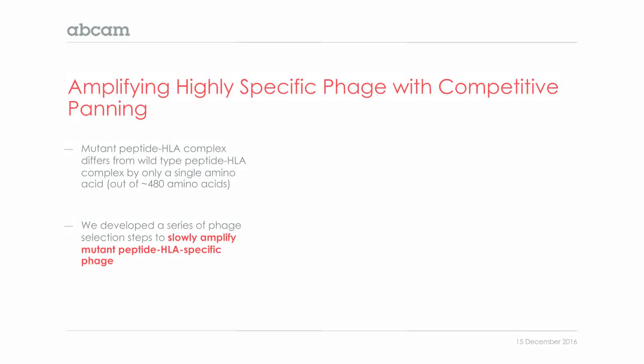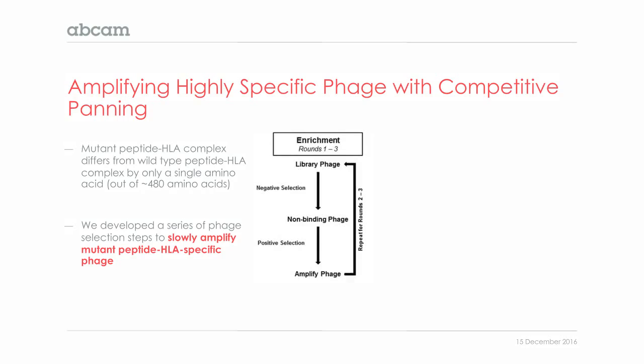So to go about identifying TCR-mimic scFvs, it's actually a very challenging process because we're looking for an scFv that can distinguish a single amino acid change in a complex that consists of around 480 amino acids. So to do this, we've developed a series of phage selection steps to slowly amplify mutant peptide-HLA specific phage. These steps consist of 3 phases. The first phase we call the enrichment phase.